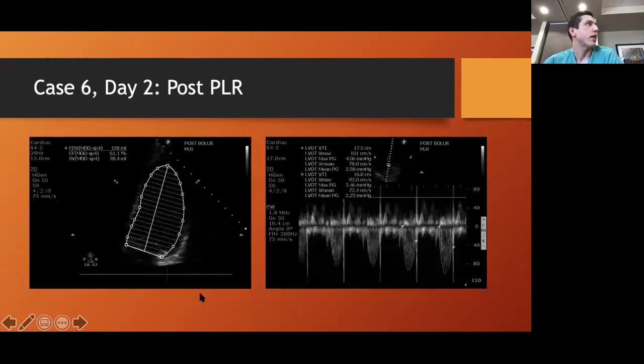After the passive leg raise, you can see that his end diastolic volume has improved to 128 milliliters. And appropriately, his LVOT VTI has also improved to 17.5. So he's given additional IV fluids, and we're able to wean him off the vasopressors by that afternoon.